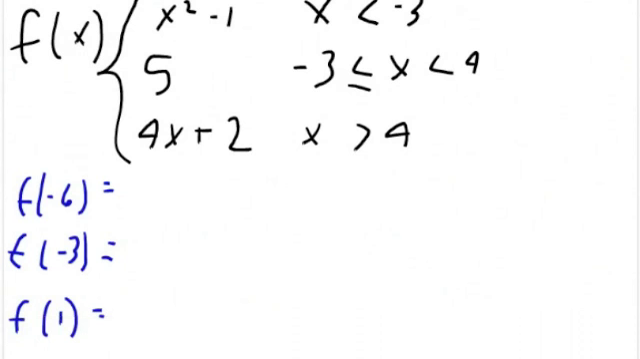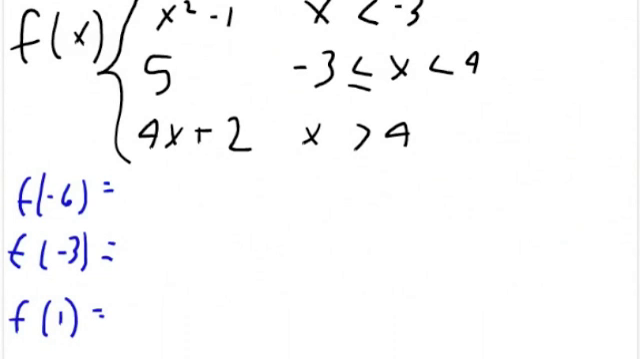The second procedure problem is f of x, which has three equations. x to the second power minus 1 for x less than negative 3. Then 5 for negative 3 less than or equal to x less than 4. Then 4x plus 2 for x greater than 4.